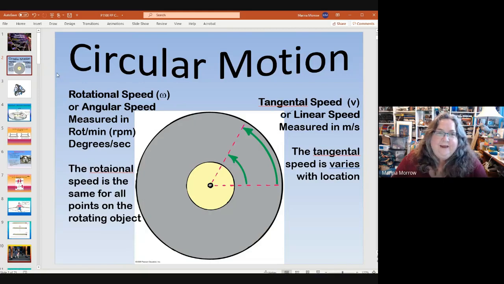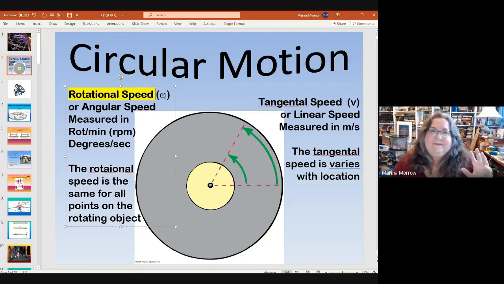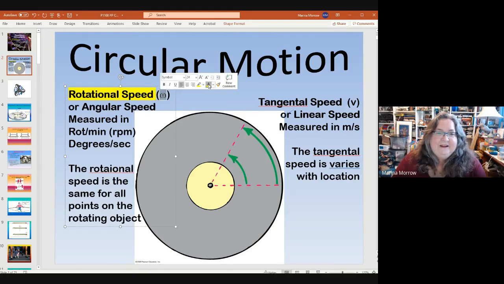Now, to describe them, we have a rotational speed, and that has the symbol omega, but it's also called angular speed. Omega is the Greek letter that we use to represent it instead of just having S for speed or V for speed. Instead, to make sure that we understand that this is rotational, it has a whole new letter. So that's omega.